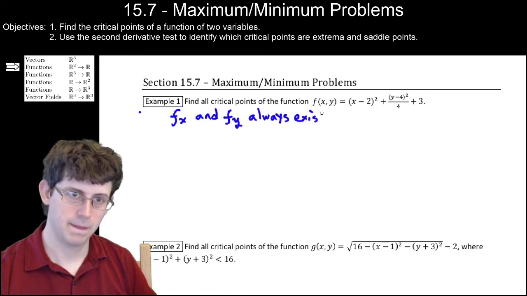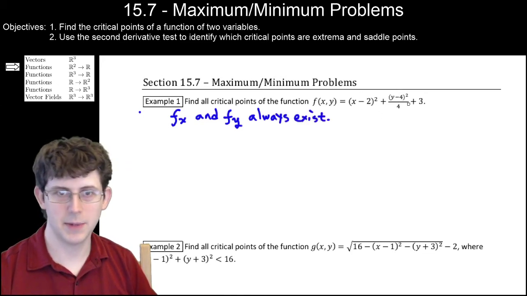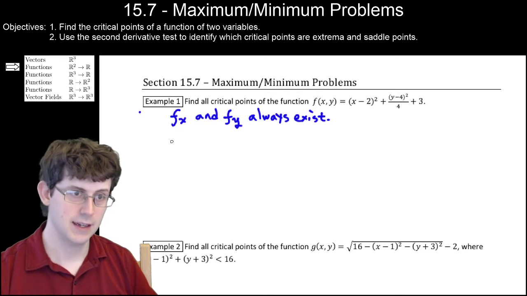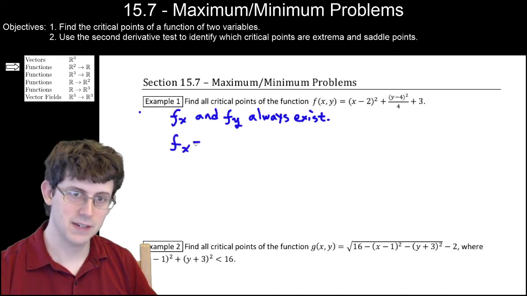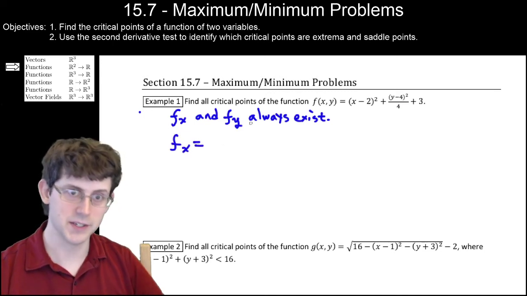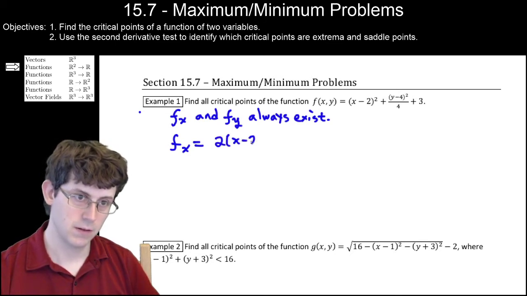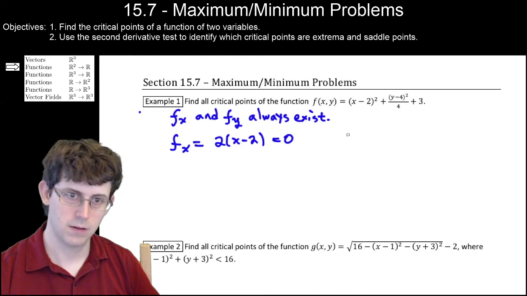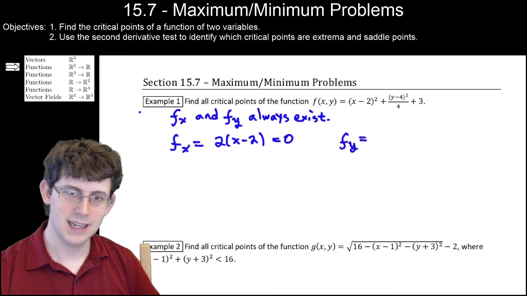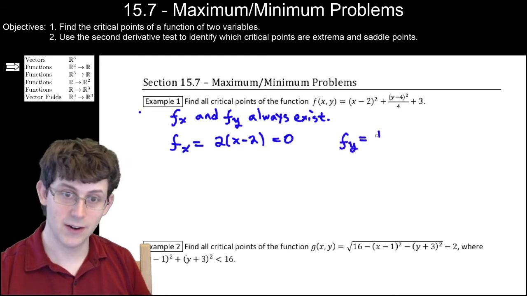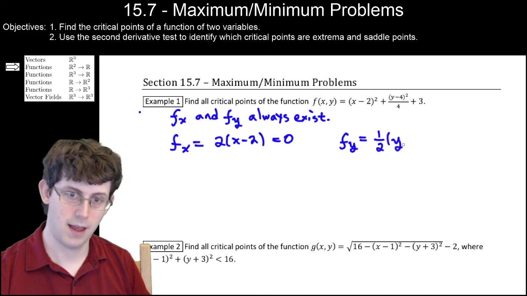These are polynomials, so nothing bad is going to happen. So let's find the first derivative. Let's find the first partial derivatives, and we set them both equal to 0. The key thing here is that we're setting them both equal to 0 at the same time.